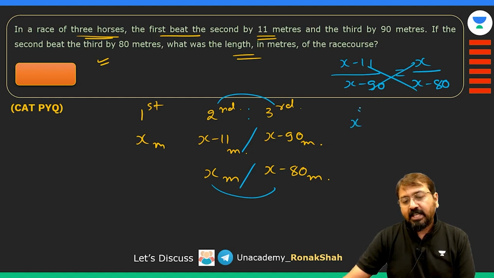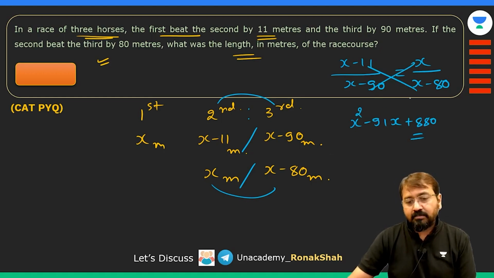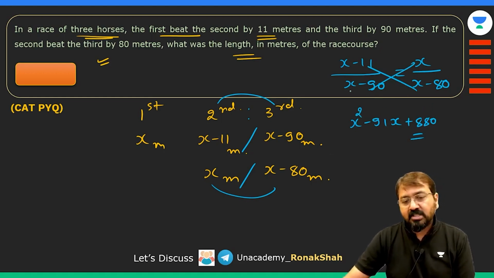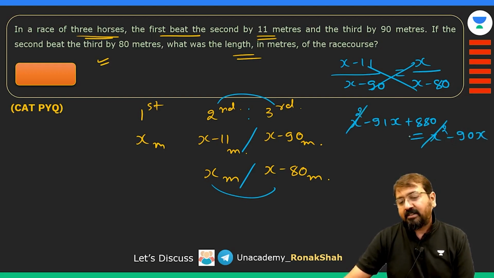So on the left hand side, you will get x square minus 91x plus 880. You should be good at solving such algebraic expressions. (x minus 90) into x will be x square minus 90x. By looking at this itself, you can make out 91x minus 90x is x, which is equal to 880. That's the length of the racetrack.